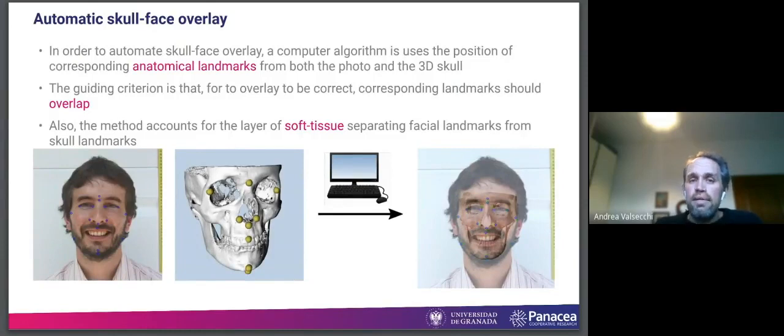So the guiding criteria is that the landmarks should overlap as much as possible, but also we need to take into account that in the anatomy of the face, the landmarks on the skull are separated from the landmarks of the face by the soft tissue that makes the face.